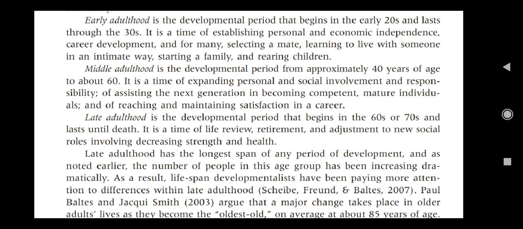Mati tu usia berapa tahun? That's why some experts say, ada kajian mengatakan late adulthood has the longest span of any period. Late adulthood adalah tempoh yang paling panjang berbanding period-period yang lain. Kenapa? Sebab kajian menunjukkan the number of people in this age group has been increasing dramatically. As a result, lifespan developmentalists have been paying more attention to differences within late adulthood. And some studies found that older adults live on average to about 85 years of age. Average dalam usia late adulthood ni adalah 85 tahun. Average means dia boleh lebih lagi, ada sampai 90 tahun. Kita punya Prime Minister Tun Mahathir berapa? 93, 94, they can give 95.